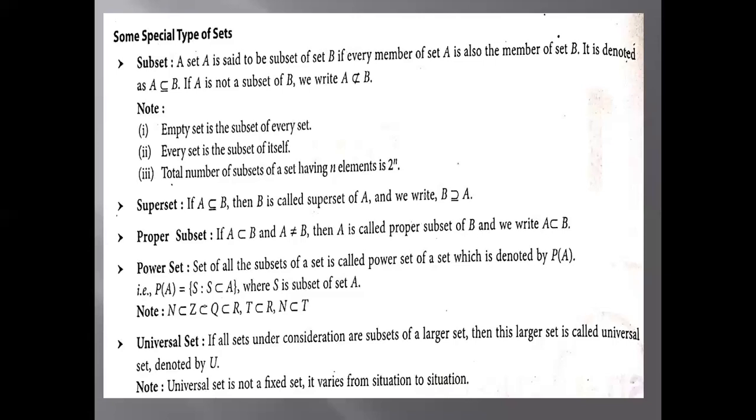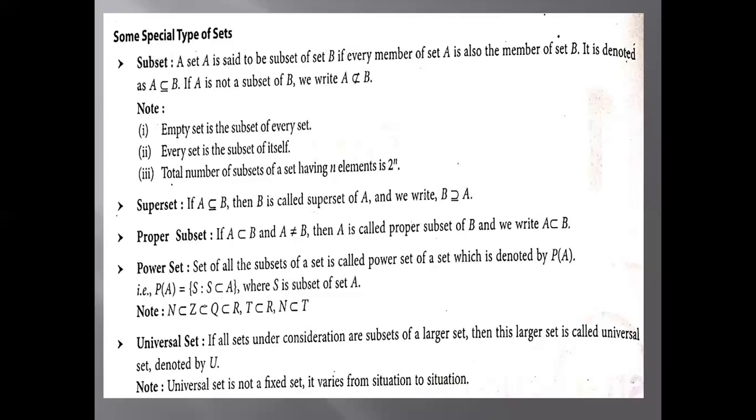Next is superset. If A is a subset or equal set to B, then B is called a superset of A. And we write this as B is also a superset of A. Means these two are called equivalent sets, or equal sets, we can call this. A is a subset or equal set of B, B is a superset of A.